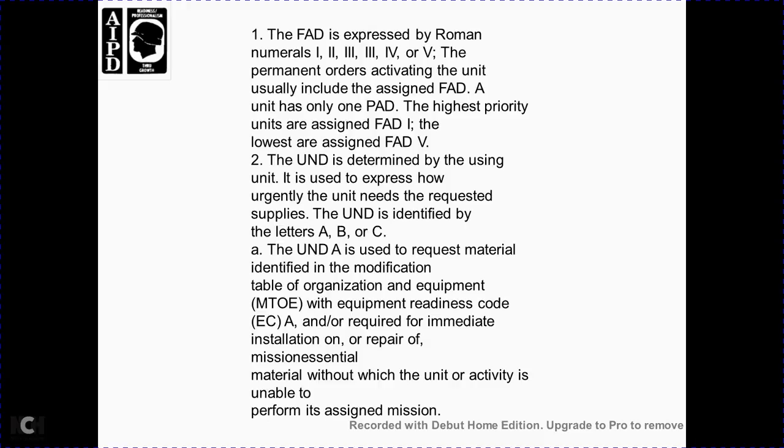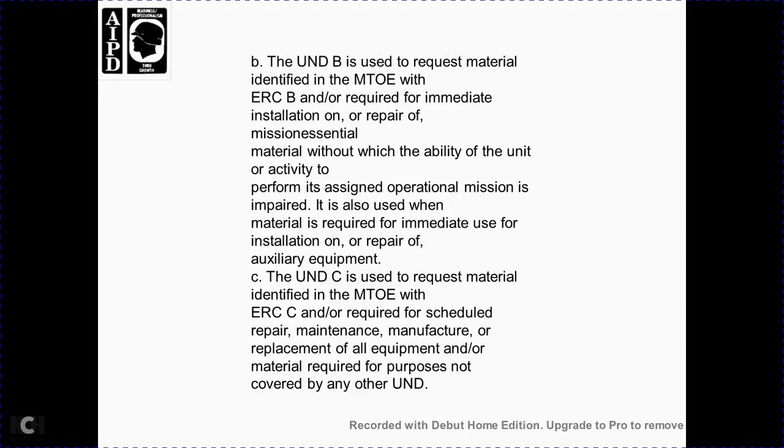The UND determines the urgency of the need for the requested supply and is identified by the letters A, B, and C. UND A applies when the requested material is identified by the modification table of organization and equipment, or MTOE, with equipment readiness code ERC A, and is required for immediate installation or repair, where without the mission essential material the unit is unable to perform its assigned mission. UND B applies when the requested material is identified by the MTOE with ERC B, is required for immediate installation or repair, and without it the unit's ability to perform its assigned mission is impaired. It also applies to material required immediately for use, installation on, or repair of auxiliary equipment.